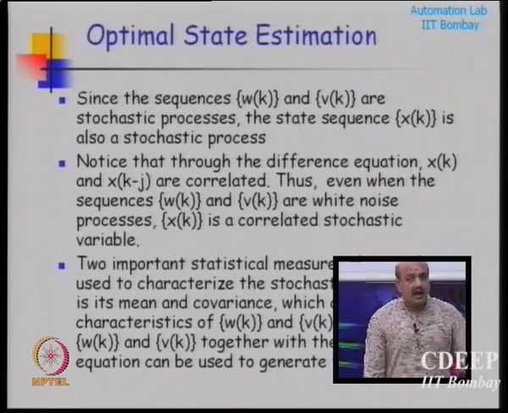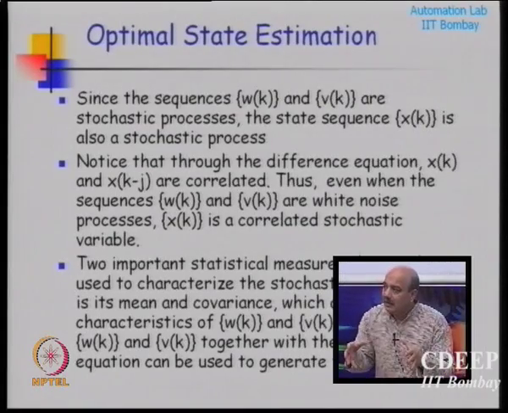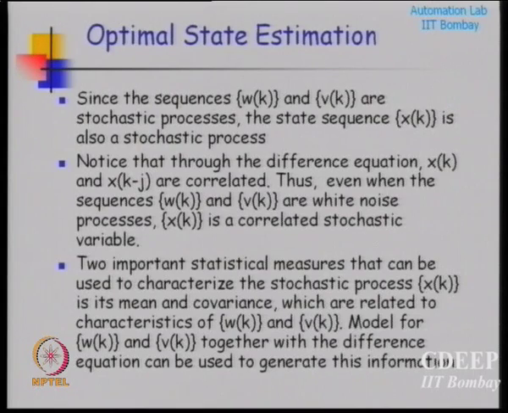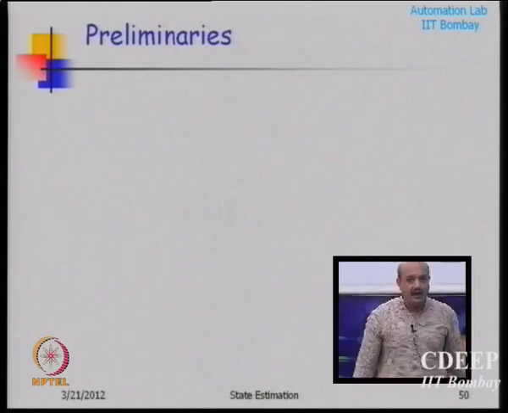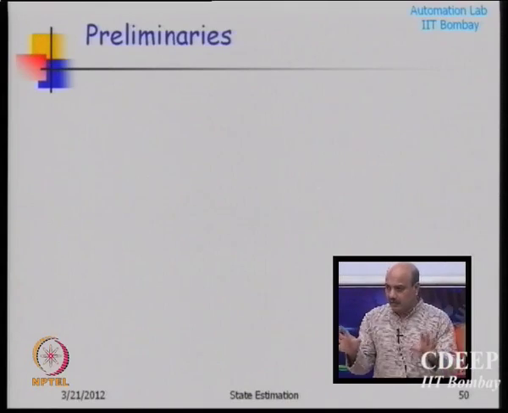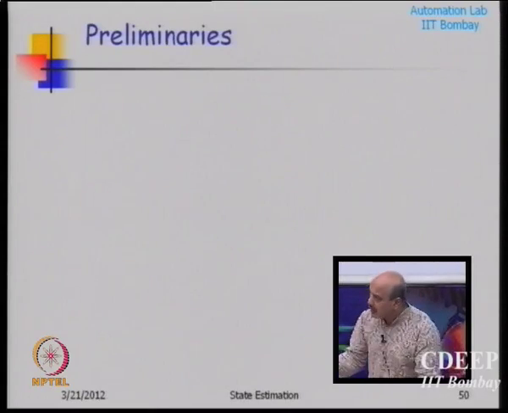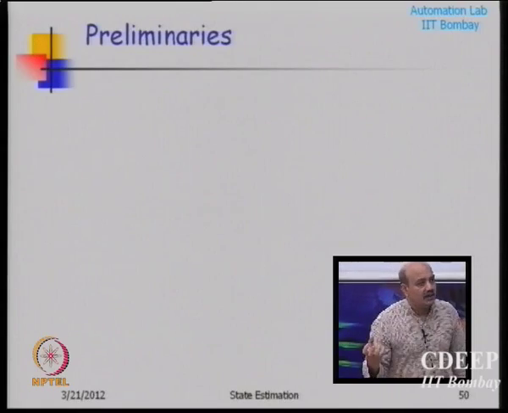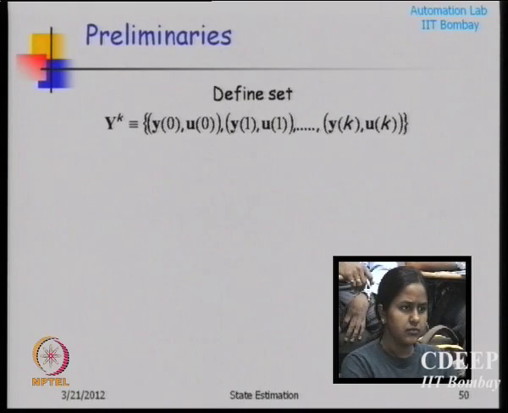So what I want to do is somehow link the statistical characteristics of xk, and wk and vk. That's my next task. Now before we reach the final point, I have to do a lot of preliminaries, and you have to bear with me for some time for the entire picture to become clear. I'm creating some intermediate results, keeping them aside, and then I'll combine everything into this Kalman filter development. So first of all, I'm defining this set.